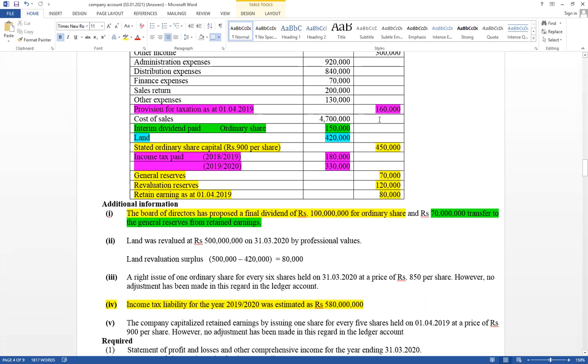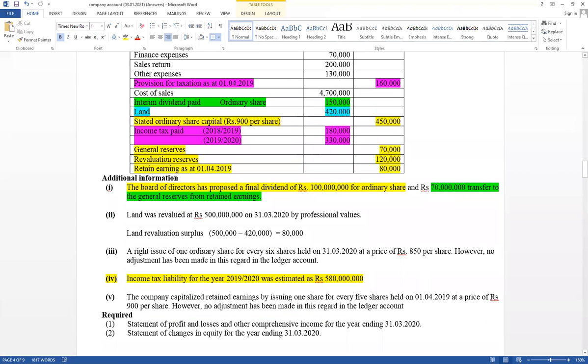If it is given under provision, it should be added. Right. Now think about share issue. Third one and fifth one. Very important.